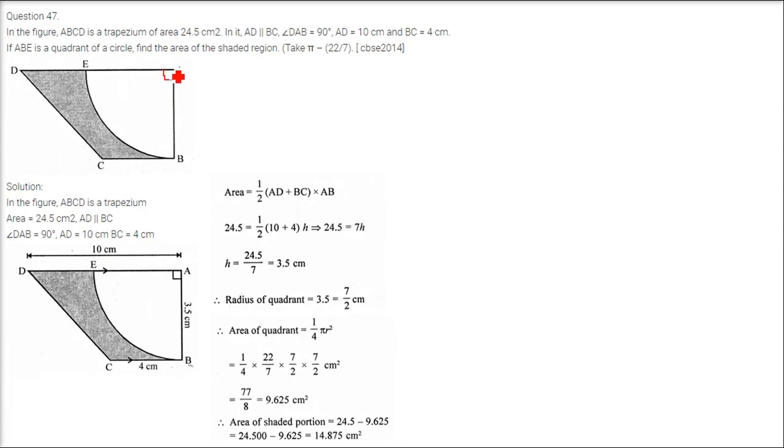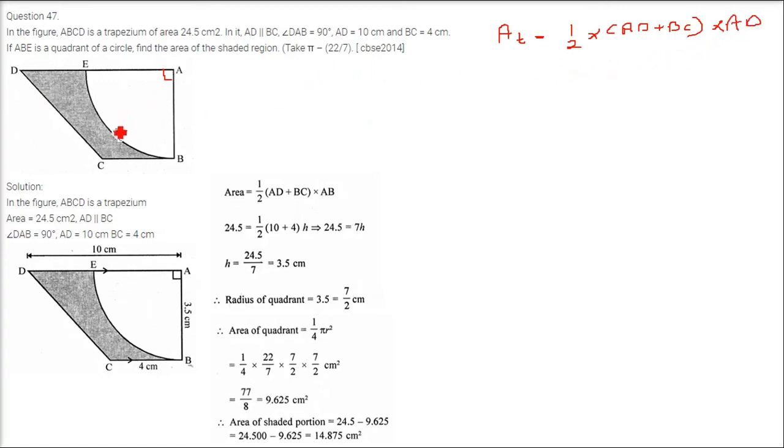Before we go ahead, because there are certain questions like this, let me tell you that the area of a trapezium is half into the sum of the parallel opposite sides. In this case, the parallel sides are AD plus BC, and then multiplying by the distance between them, that is the altitude or height between them. This is the formula we are going to use.